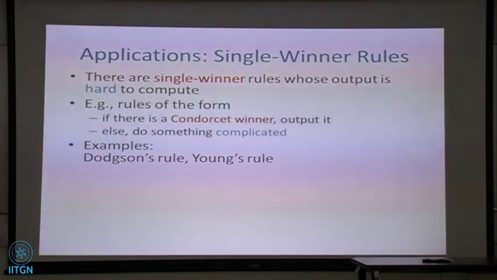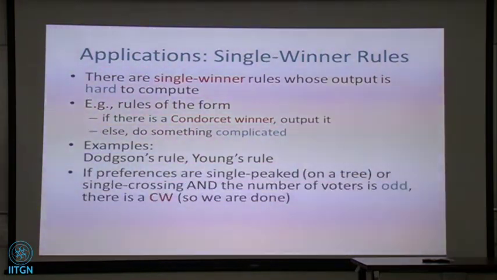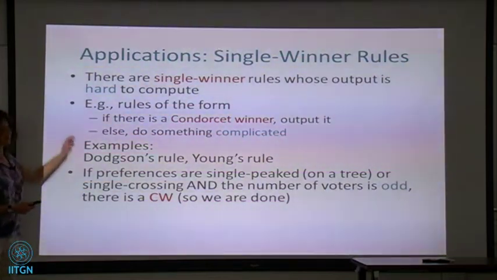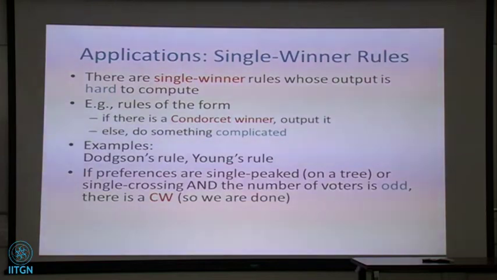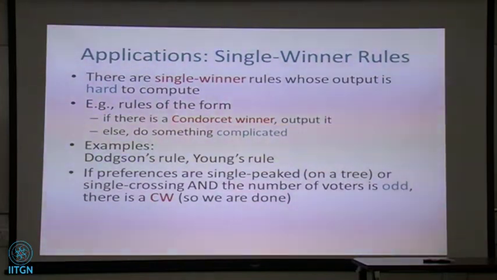Okay, so if preference is single peaked on a tree or single crossing, and the number of voters is odd, then with these rules we're actually done. Because we're in the first part, the part where there's a Condorcet winner. If preference is single peaked on a tree or single crossing and the number of voters is odd, we have a Condorcet winner.